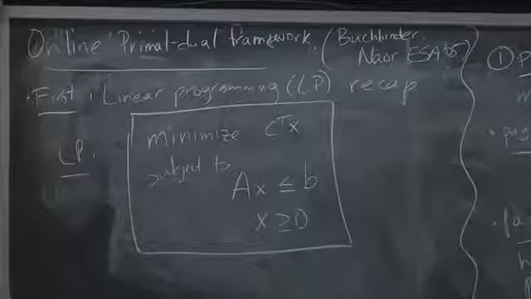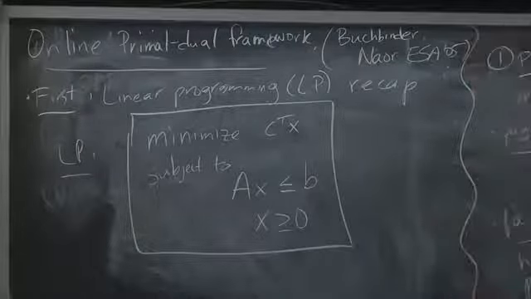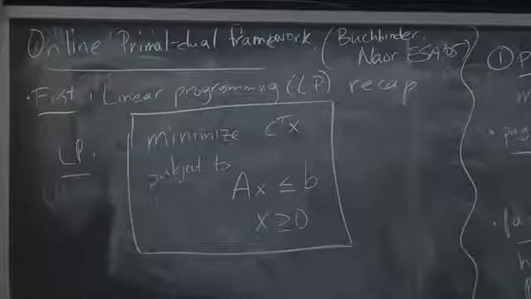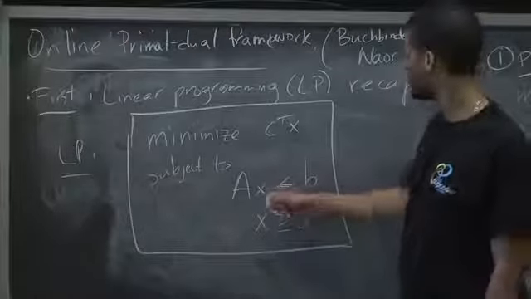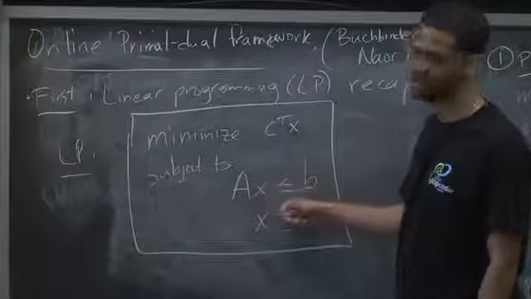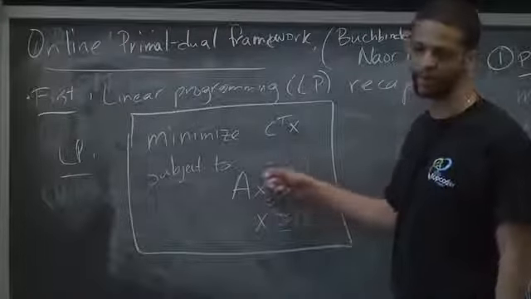Coordinate-wise, component-wise, that's right. In fact, I'm not going to do it, but you could imagine different kinds of constraints here. Like some of the components you want to be less than or equal, some greater than or equal, some you want equality. You could imagine also not having this non-negativity constraint. That would be a more general class of LPs.